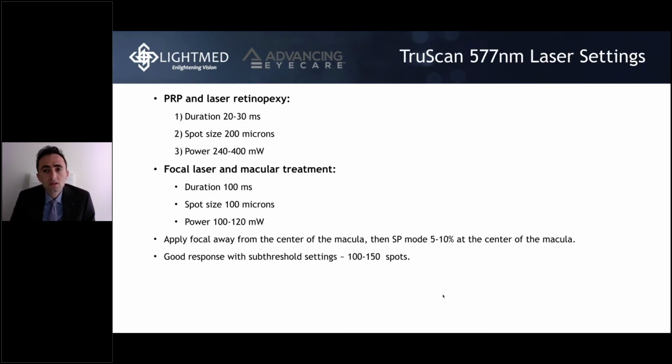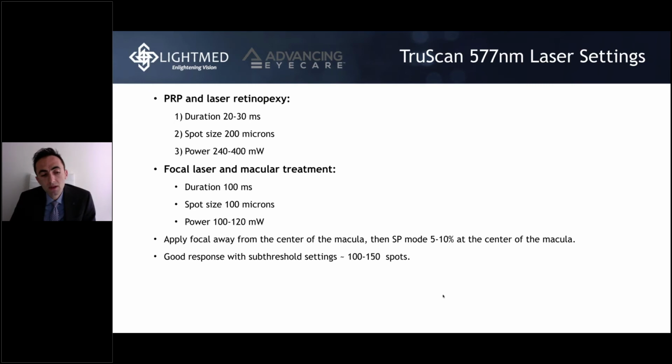So just a quick summary for the settings that I use for the laser. For the PRP and laser retinopexy, I always go by spot size of 200 microns because you're treating in the periphery. The duration is 20 to 30 milliseconds, and the power ranges between 240 to 400 milliwatt. For focal laser and macular treatment, I always use a spot size of 100 microns and duration of 100 milliseconds with a power of 100 to 120 milliwatt.